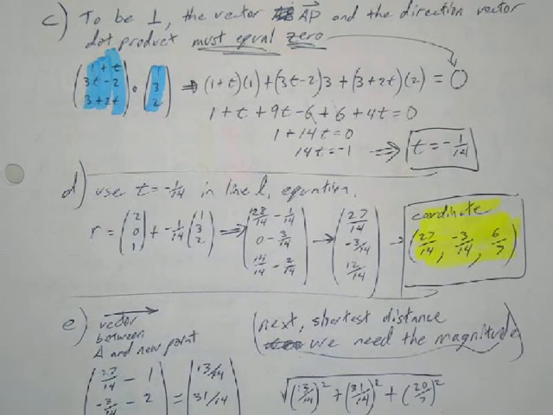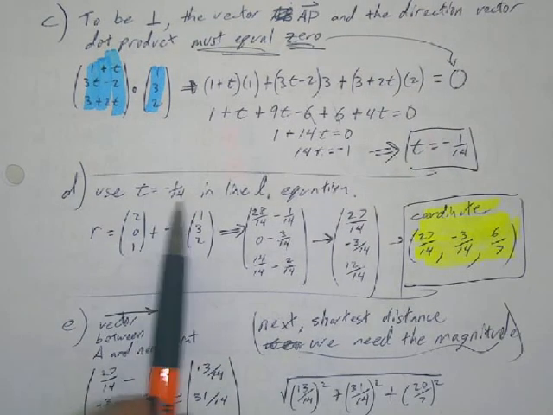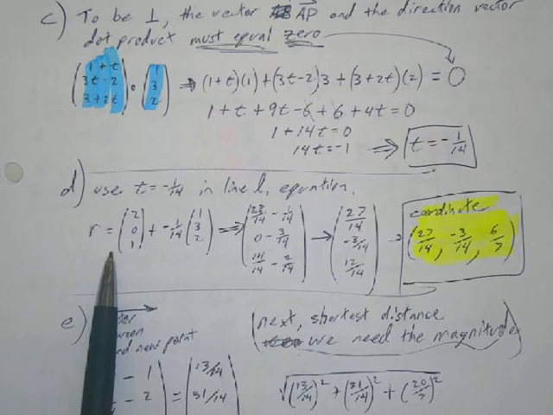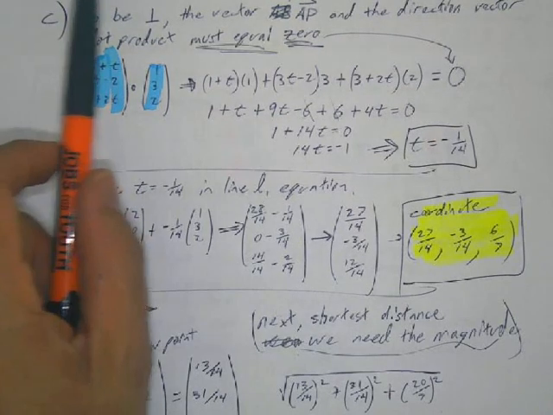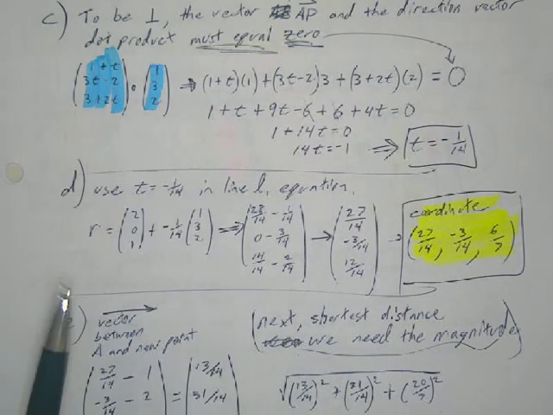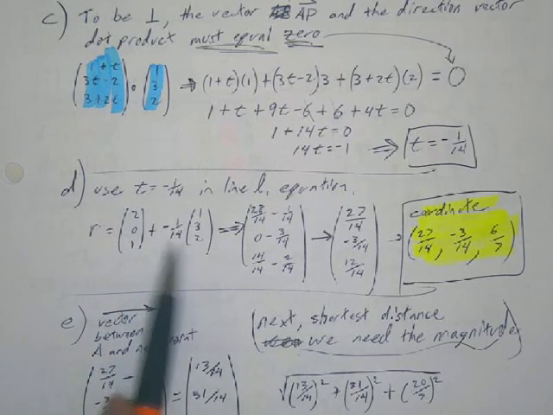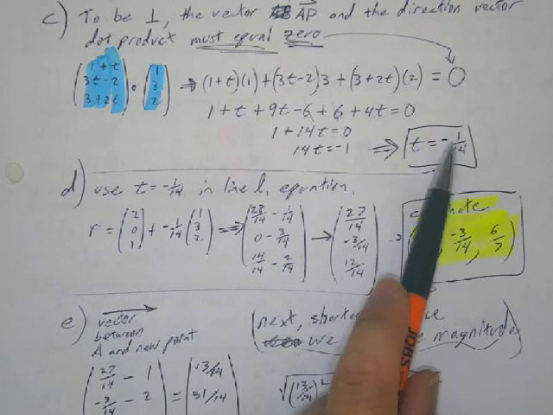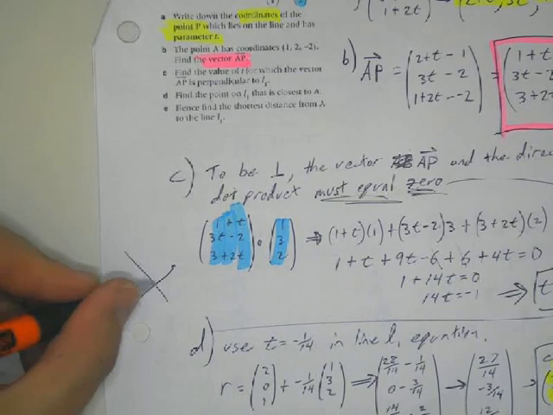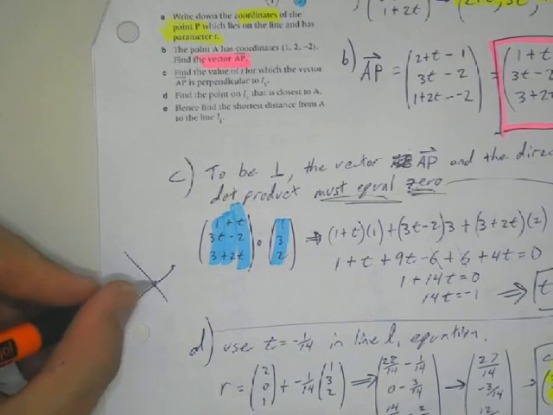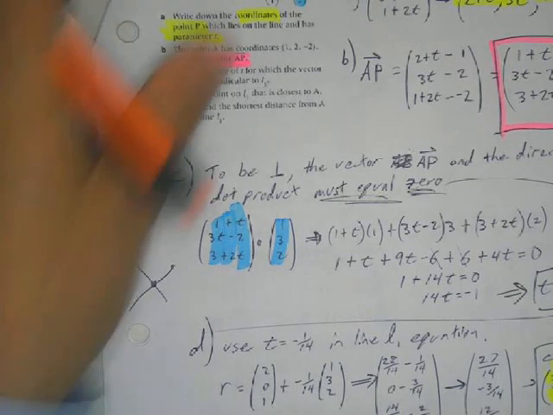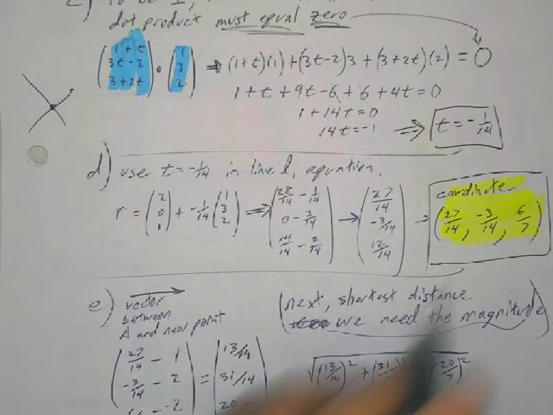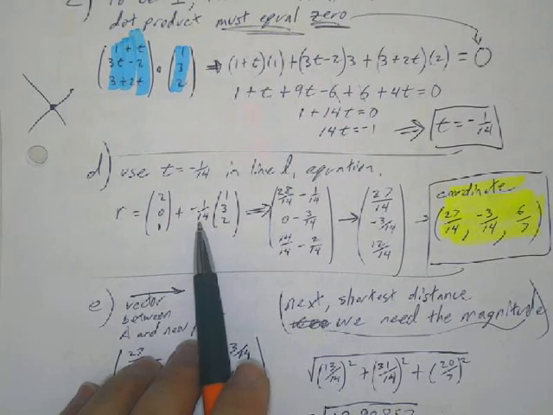Use t equals negative 1/14 on the line, and we want to find the point that is closest to A. We know that happens when the lines are perpendicular. Then the closest point is going to be when we use the value of 1/14. I'm sorry, negative 1/14.